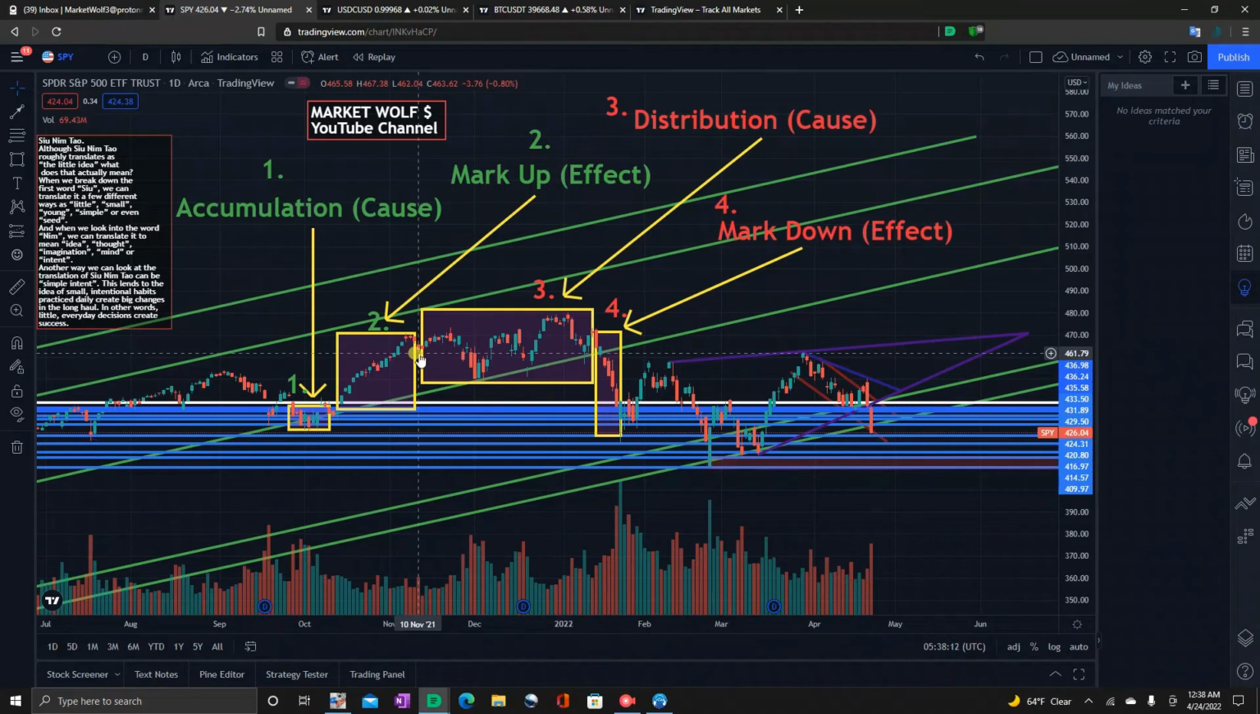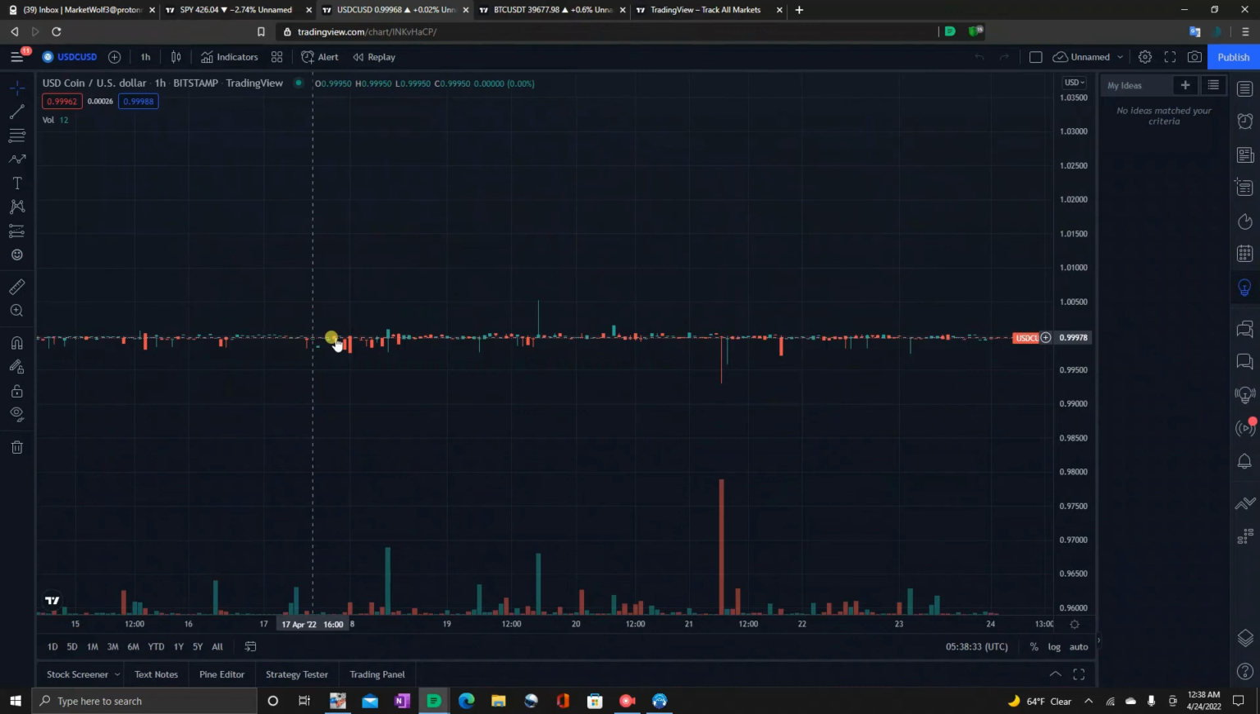So, the market is searching for equilibrium. The market, made up of people, is trying to decide what the S&P 500 is really worth at this moment in time. And it's looking for that same type of stability that we see on the stable coin that I showed you here. So, the basic idea is expansion and contraction.